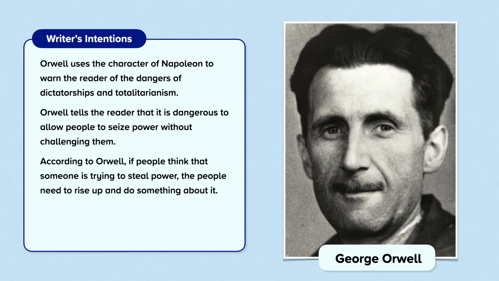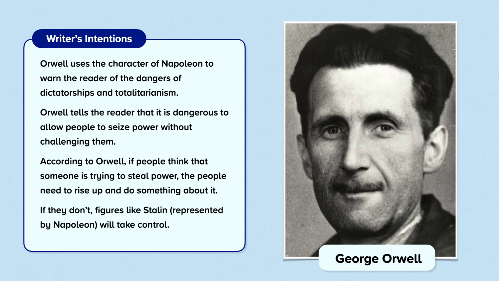According to Orwell, if people think that someone is trying to steal power, the people need to rise up and do something about it. If they don't, figures like Stalin, represented by Napoleon, will take control. In many ways, Animal Farm becomes a totalitarian state, as Napoleon, just like Stalin, takes full control over everything that happens on the farm.